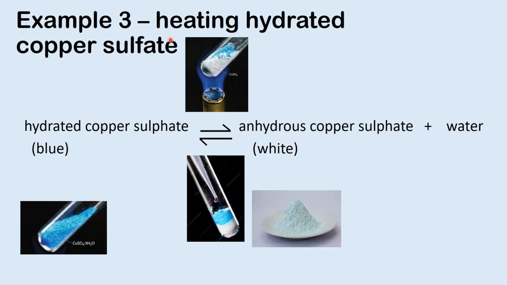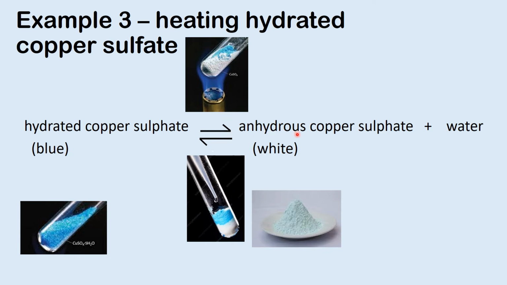Okay, example 3, heating hydrated copper sulfate. Okay, right, so hydrated, we met this word just now. Hydrated means with water, so it's copper sulfate with water, which is this lovely blue colour. It's this stuff down here in the bottom left. And if you heat it, you get anhydrous copper sulfate. Again, a word we met just now, and you will remember that anhydrous means without water.